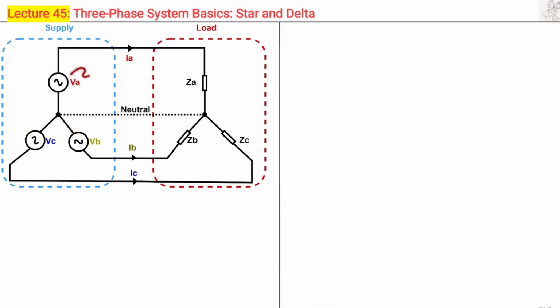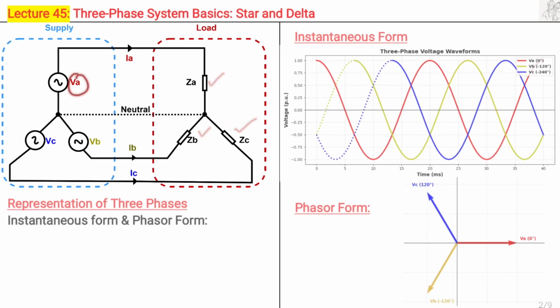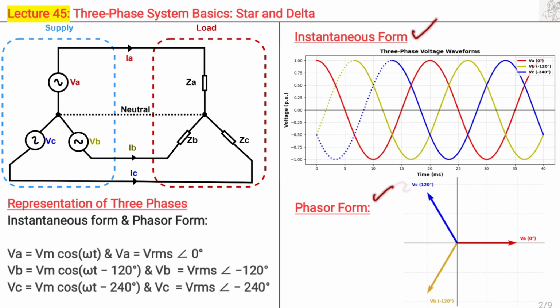This is a three-phase system in which the supply is connected in a star connection and the load is also connected in star connection. That means each impedance is connected in star connection. Three-phase voltages are represented in their instantaneous and phasor forms like this. Here VA is simply Vm cos omega t, that is VA is equal to Vrms angle 0 degrees in phasor form. This wave starts from 0 degrees and in phasor form it is represented by this phasor.